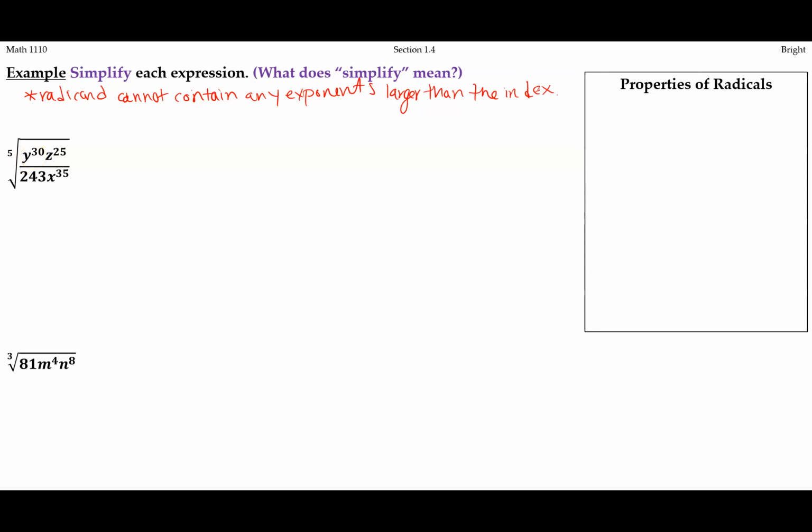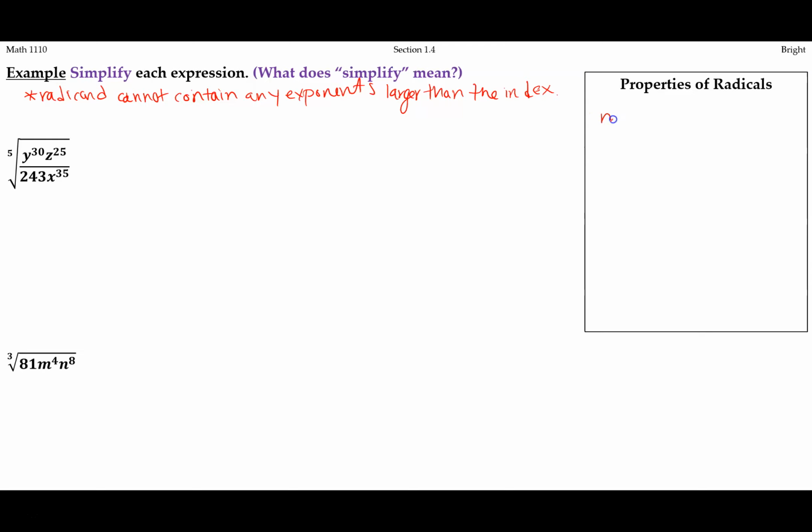We have very large exponents, 30, 25, 35. Also, there's this number 243, kind of big, kind of scary. Okay, it'll be fine. To simplify this whole thing underneath the radical, it may be in our best interest to use some properties of radicals, and these may look familiar.